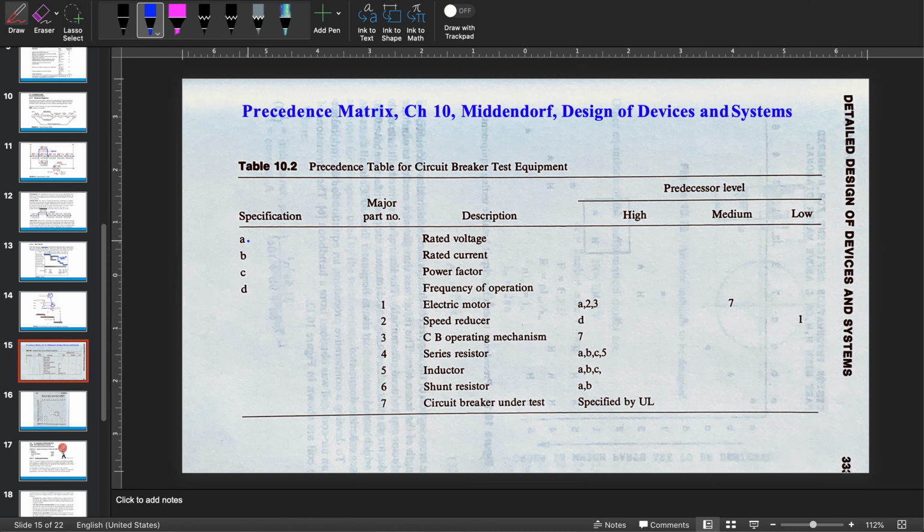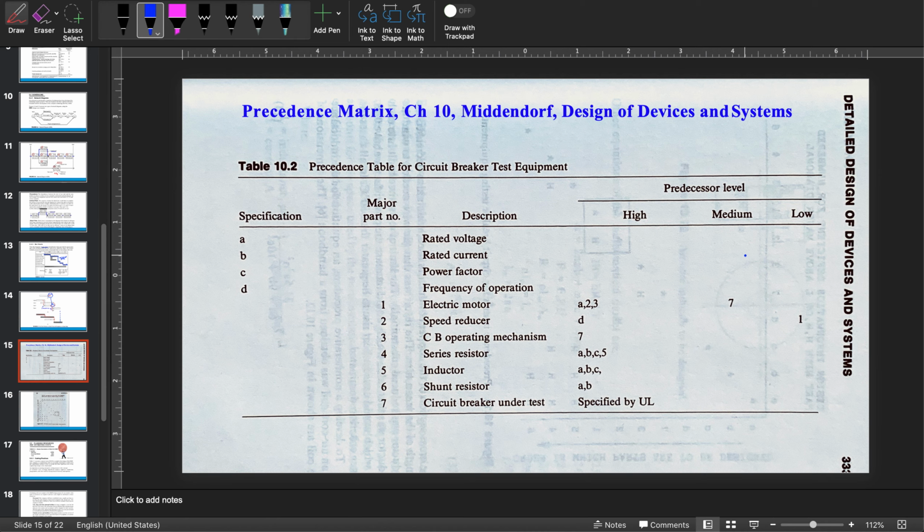Here I have A, B, C, and D, and these are specifications. This is for a circuit breaker test equipment project, and the details are not important, but these are the 4 specifications. And then we have 7 parts here. We have the motors, reducer, CB operating mechanism, etc.